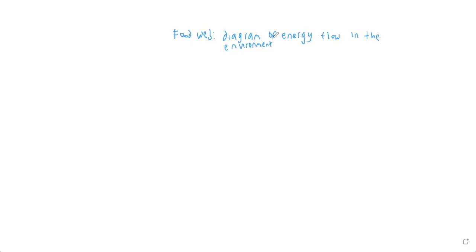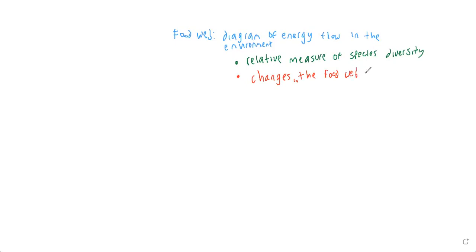All right, so that is a food web, and it's valuable because it shows us lots of things. It is a relative measure of species diversity, first of all, and also changes in the food web give hints to changes in the environment.